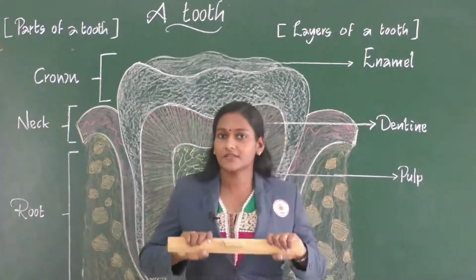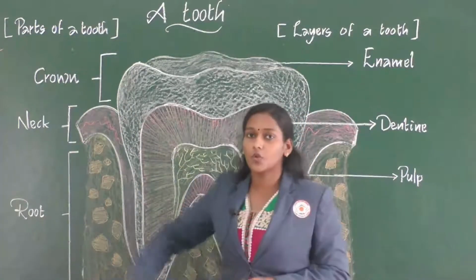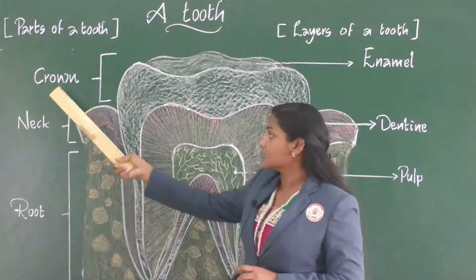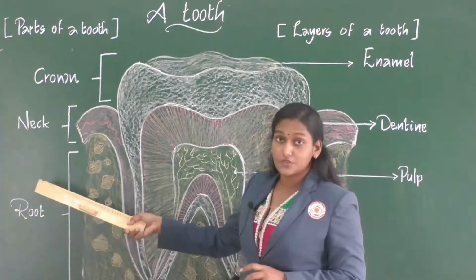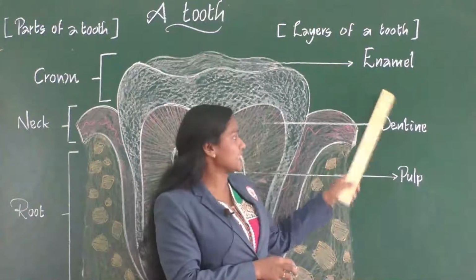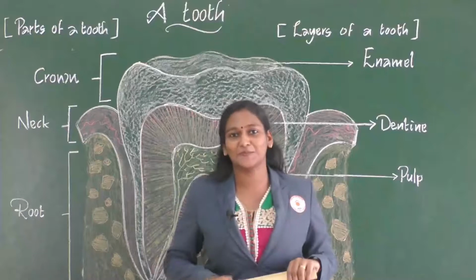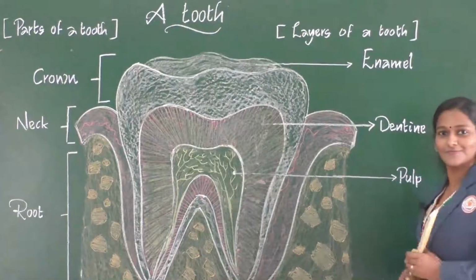Now I think it's clear about the parts of a tooth and layers of a tooth. So what are the parts of a tooth? It is crown, neck and root. Mainly two parts, crown and root. Then come the layers of a tooth: enamel, dentine and pulp. As a whole, you can see the structure of a tooth.